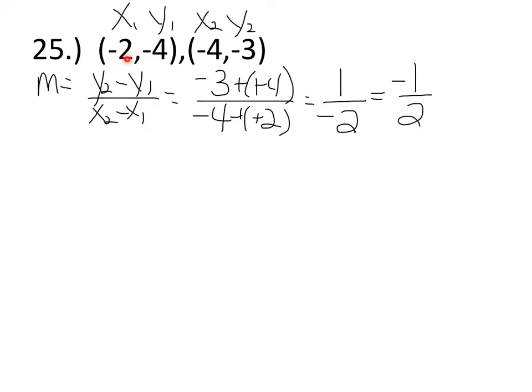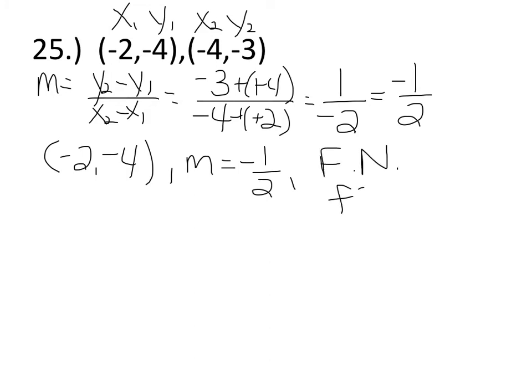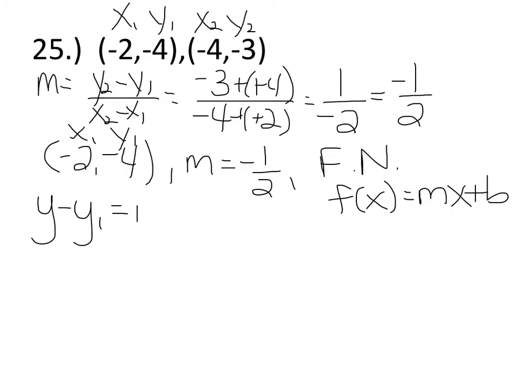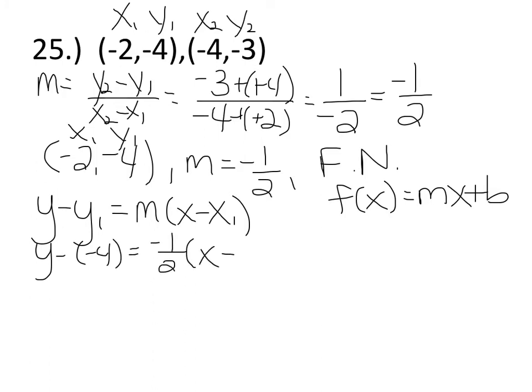So again, when you go to choose one of the points, they both have two negative numbers. They're both low. It's not going to really matter. I'm just going to choose negative 4, negative 2, negative 4. And our slope is negative 1/2. And they still want us to put it in function notation, which again we know is f of x is equal to mx plus b. So I'm going to label x1, y1, and we're going to plug into point slope form. Okay, so y minus negative 4 is equal to negative 1/2 times x minus negative 2. Add a line, change a sign. So we have y plus 4 is equal to negative 1/2 x plus 2.